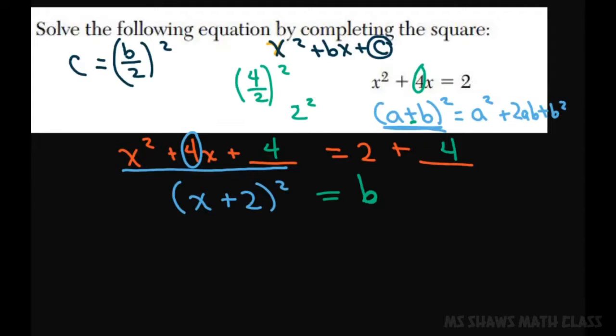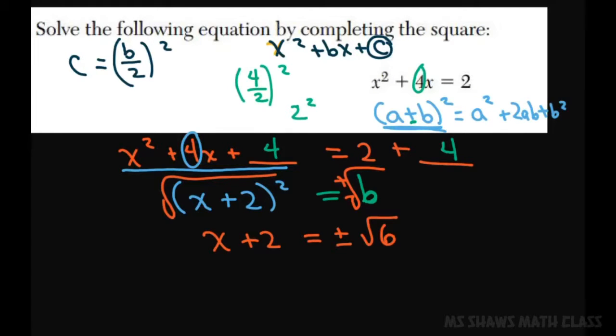And now we square root both sides. So you have plus and minus here. Don't forget your plus and minus. So when you square root both sides, you're going to have x plus 2 equals plus or minus square root of 6.